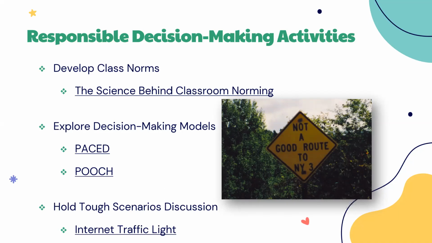There's some great decision-making models out there. I included two, PACE and Pooch. PACE I have used several times over the years, and it's a great model for working through a decision. You can open it up and make it very focused on something kids would be interested in, like purchasing something they want or planning some sort of activity, and then they're weighing all the pros and cons of different scenarios.